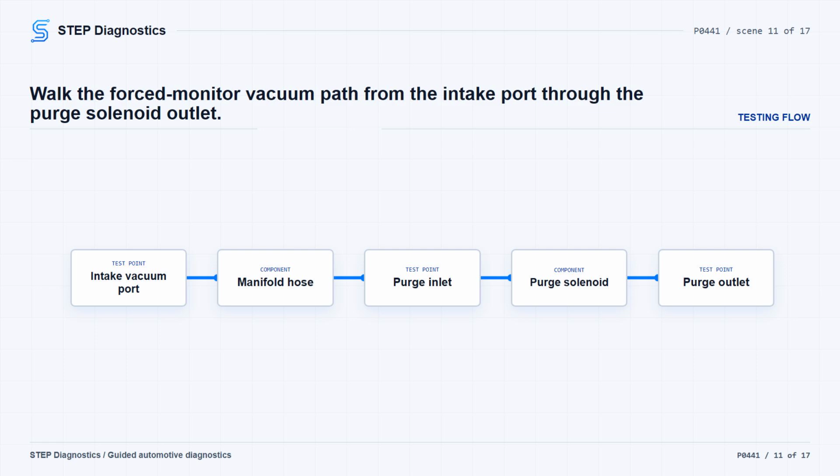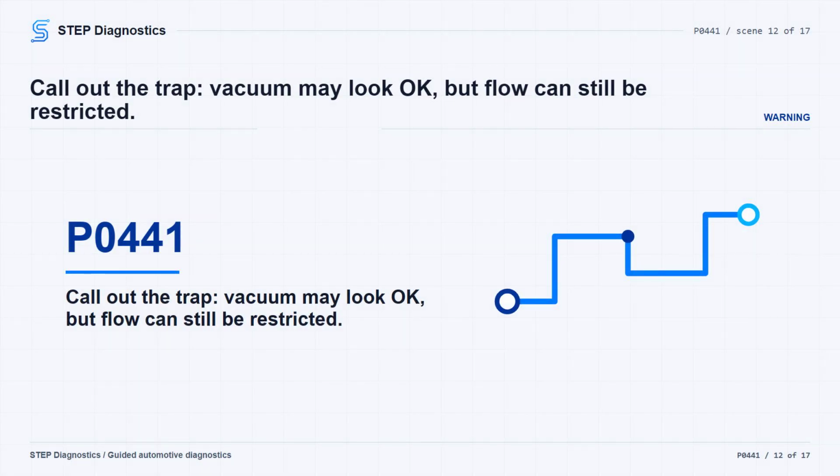If vacuum is not sufficient, repair the broken or plugged manifold hose and confirm with the forced monitor. If inlet vacuum is sufficient, reconnect the inlet hose. Remove the line at the outlet side of the purge solenoid going toward the canister. Connect a vacuum gauge. Start the engine and let it idle long enough for the purge solenoid to cycle on. If outlet vacuum is sufficient, check the purge tube for damage, disconnection, or plugging, then confirm with the forced monitor.